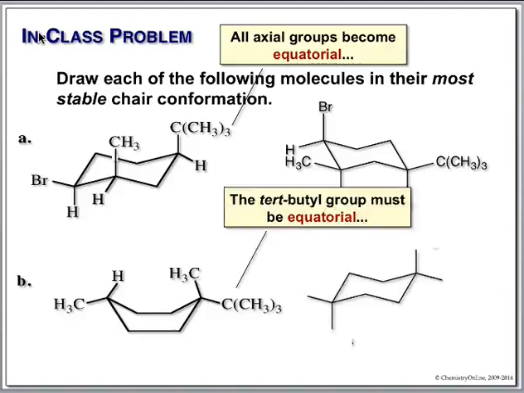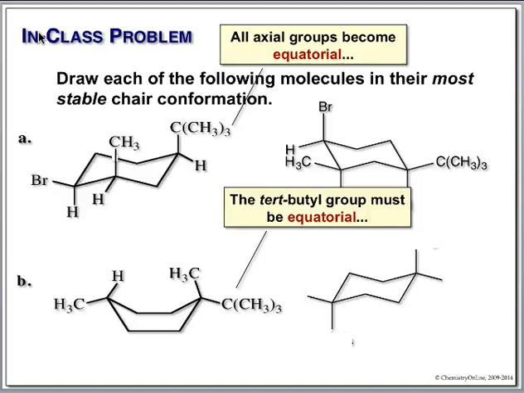Could you keep it in like a boat form since right now there's two equatorials? I'm sorry? Would you be able to keep it equatorial as a boat? Yeah. Okay. No. You want to redraw them in their most stable chair conformation.